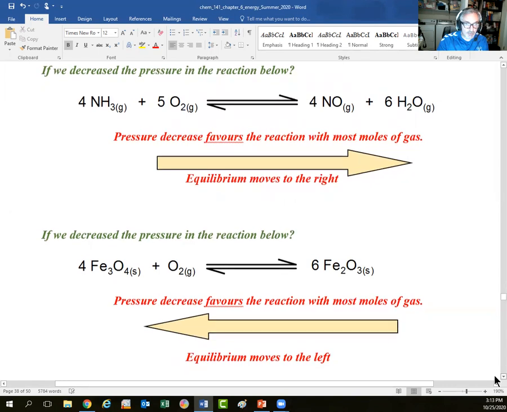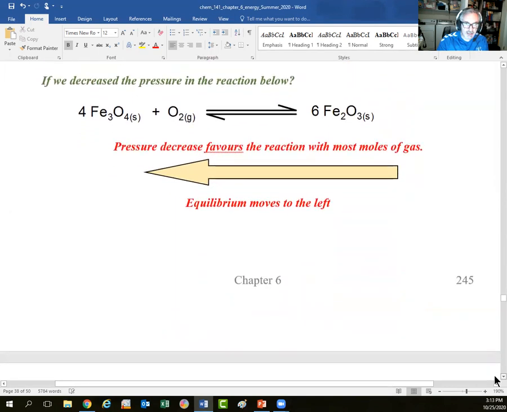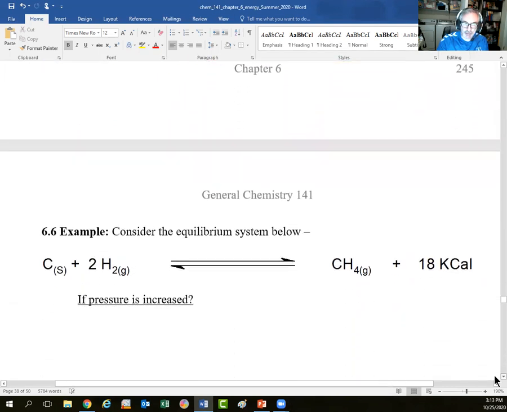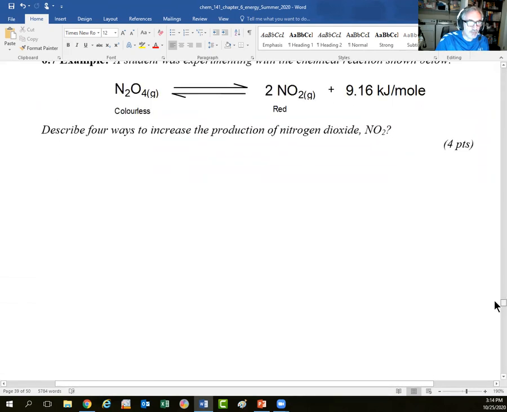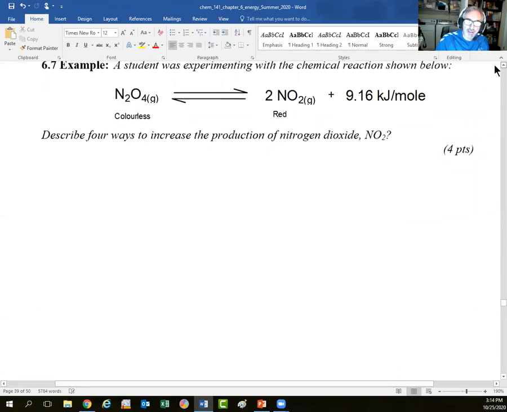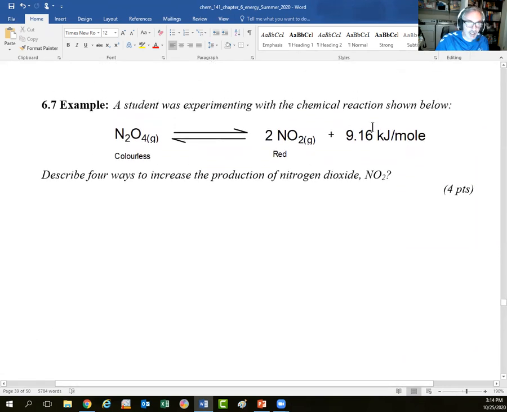Look for the reaction with the most moles of gas when pressure is decreased, because we've got more space and we want to fill it. Take a look at the next two. You can pause the video and try and answer them. Increasing pressure or decreasing pressure, the effect on the first system. And then final example, well, there's one more over the page actually, I beg your pardon.